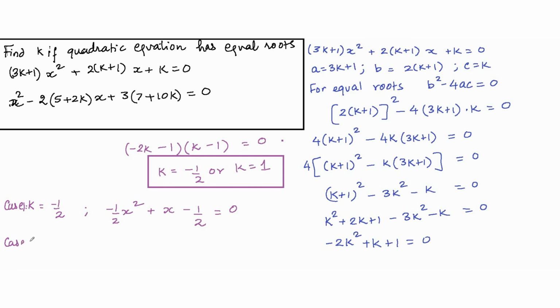And case 2 is when k is equal to 1. So when k is equal to 1, this becomes 4x square plus 4x plus 1 equals 0, right? So both these equations will have real and equal roots, and this is how we find the value of k. So let me again pause for a minute before I move on to the next question. Just take a look at all the techniques that are used in solving such problems.